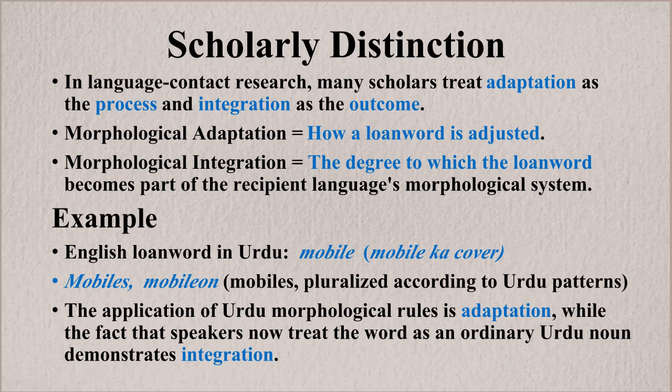An expression like "mobile ka cover" explains how forms are reshaped according to Urdu morphological patterns. And the pluralized expression "mobilian" makes it evident when speakers treat it as a regular native noun. Thus, while the application of Urdu morphological rules represents adaptation, the full acceptance of the word as a native-like item reflects integration.